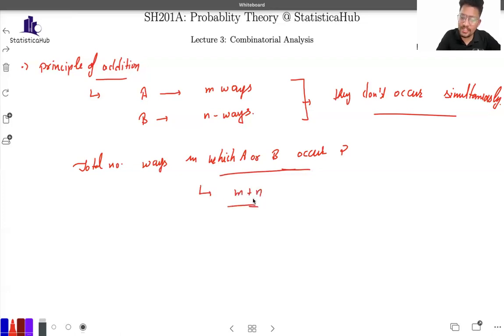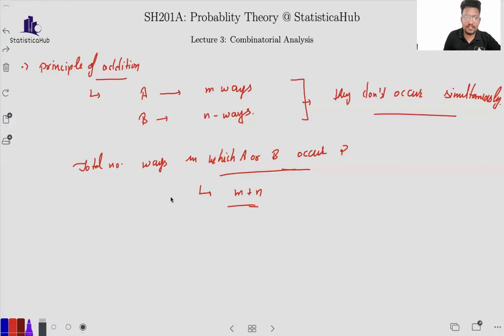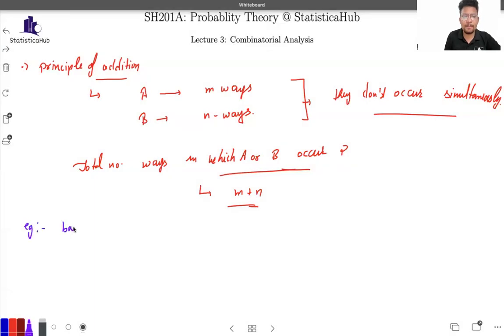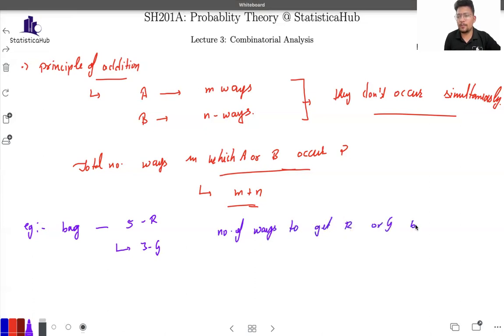Very simple. Now consider a simple example: let's say you have a bag, and in the bag you have 5 red balls and 3 green balls. If I ask for the number of ways to get a red or green ball, red can occur in 5 ways and green can occur in 3 ways. So that will be 5 plus 3, simply 8. Very simple concept, the principle of addition.